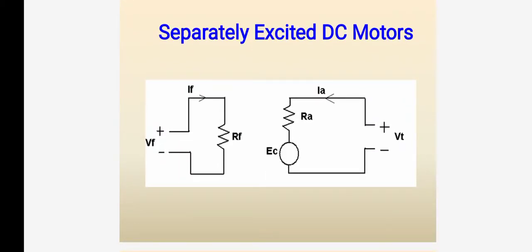You can see here this is the armature, and there is a field. The field is given a voltage source, and the armature consists of armature resistance and armature current. You can see the terminal voltage, and the field and armature winding of the separately excited DC motor.